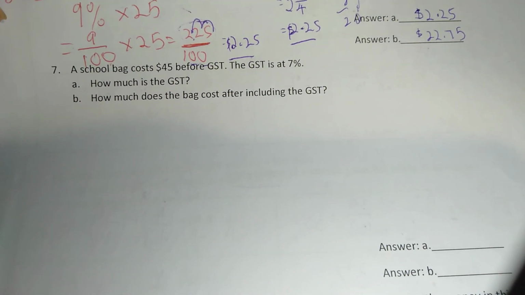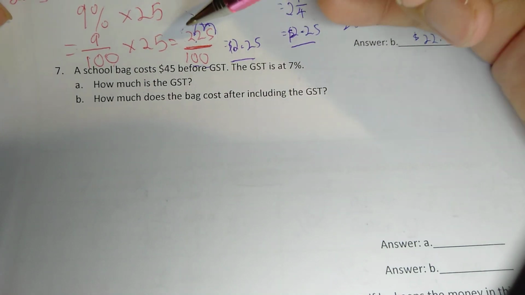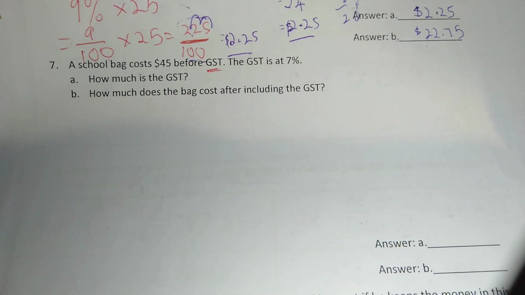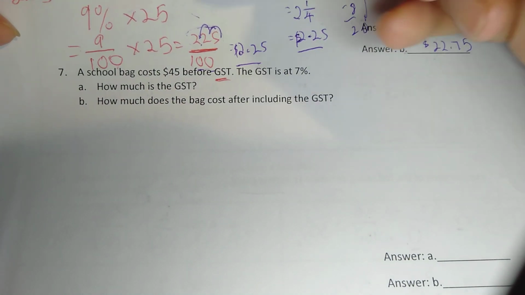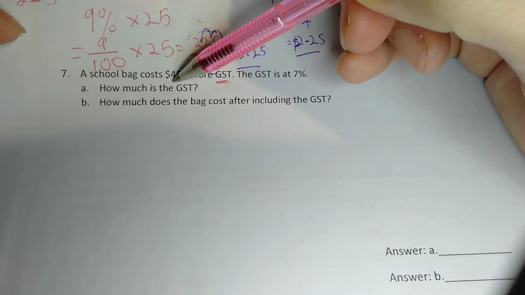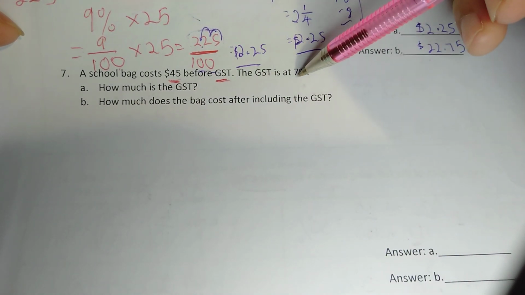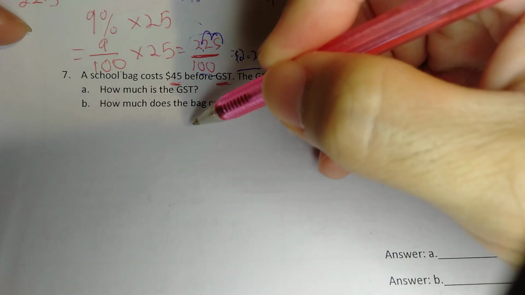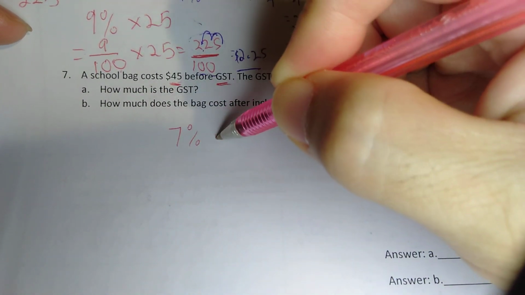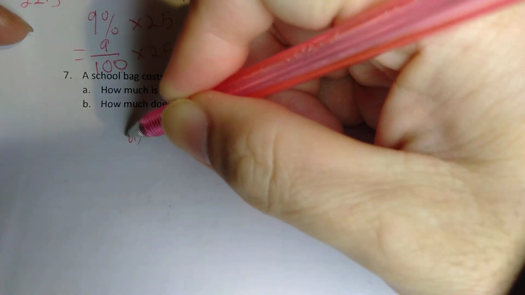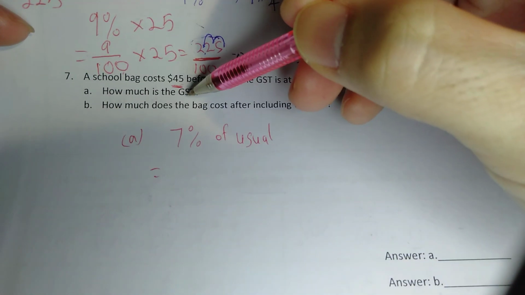Next, let's go to school bag. A school bag costs $45 before GST. GST means you got to pay more, right? And the cost before GST means the usual price is $45. GST is 7%. 7% of what? It's always 7% of the usual price. So let's do part A. Yeah? So how much is the GST in dollars?